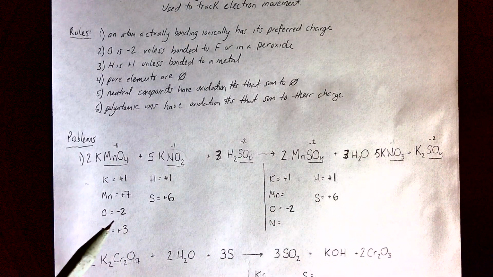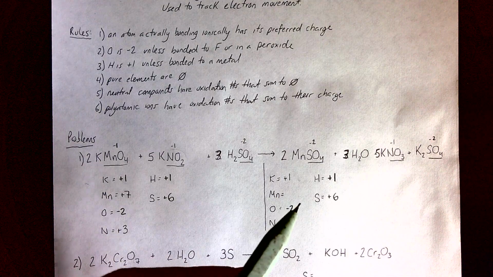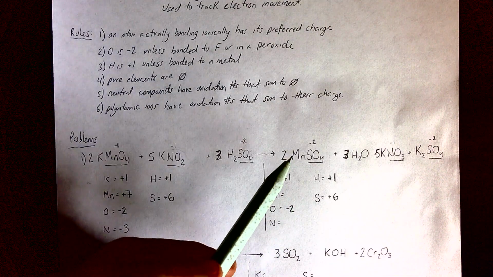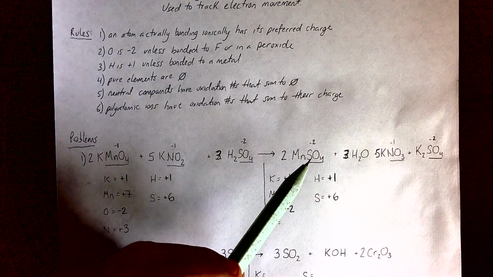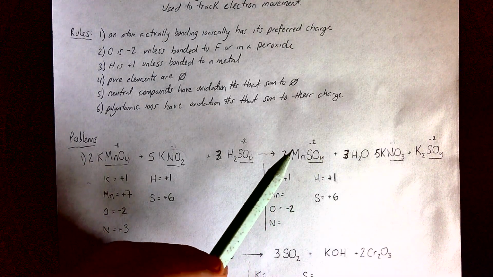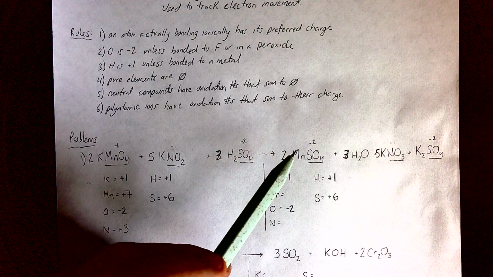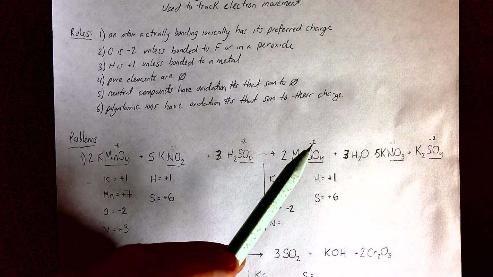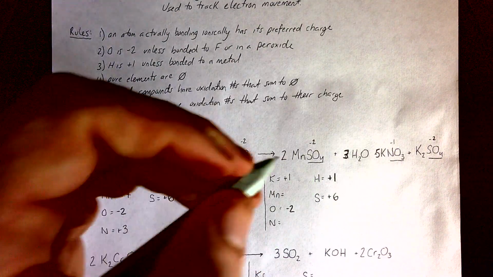With everything done on the left, let's go over here to the right. Manganese, again, is bonded to sulfate. But this entire thing, manganese sulfate, is neutral. So this manganese has to subtract to -2 to equal 0. It must be +2.